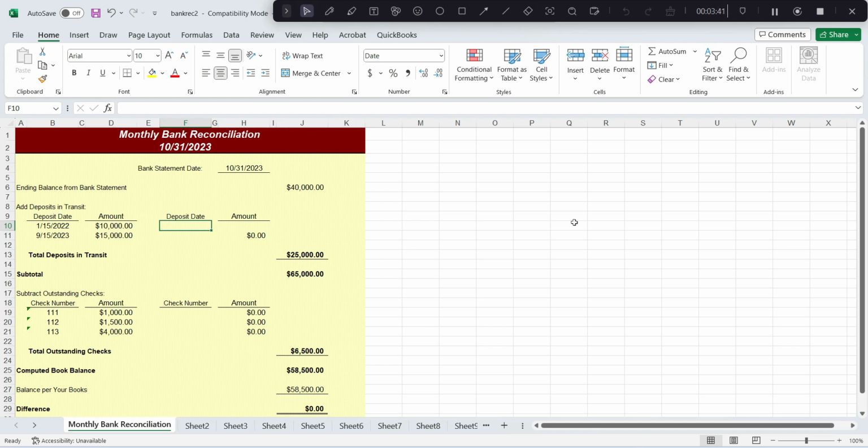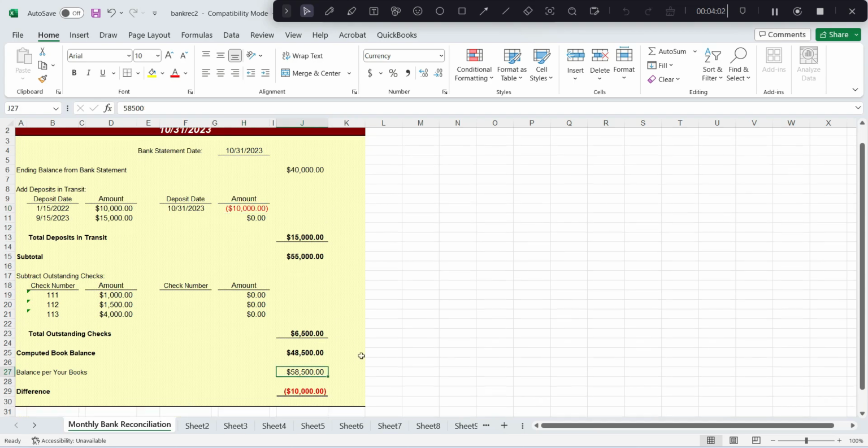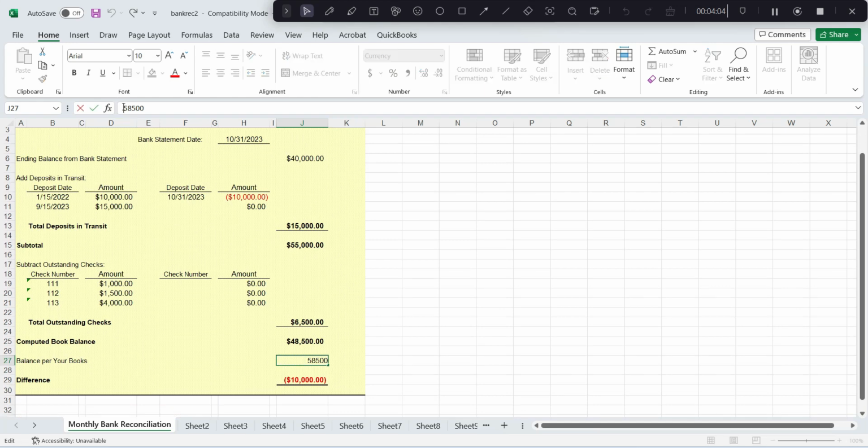So the deposit date, let's assume it's going to be this amount, and it's going to be a negative $10,000. It'll either show up in the deposit section or checks or adjustments section. It all depends on what accounting software you're using, but that'll ultimately change your book balance. So if we were to decrease it from 58.5 by 10,000, it'll be 48.5, and we reconcile.